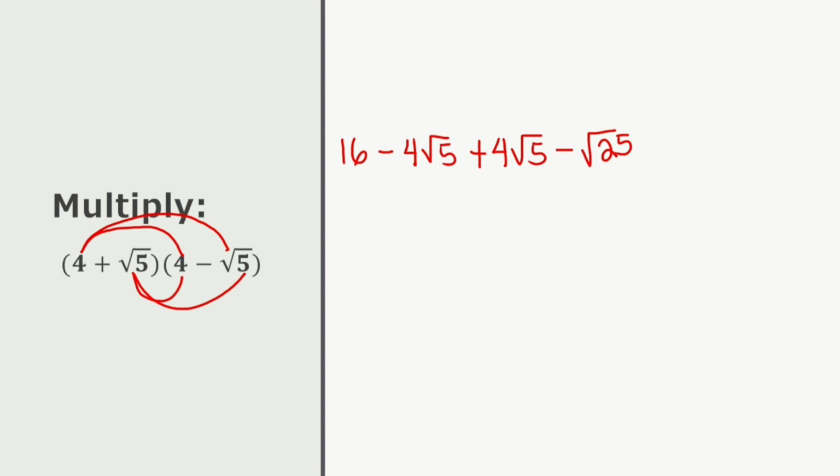Now, our next step is we're going to combine similar terms. Here, similar terms, that is negative 4 square root of 5 plus 4 square root of 5. The sum is 0. So negative 4 square root of 5 plus 4 square root of 5, that is equal to 0. So we now have 16 minus square root of 25, that is 5. And 16 minus 5, the answer is 11. So this is now our answer.